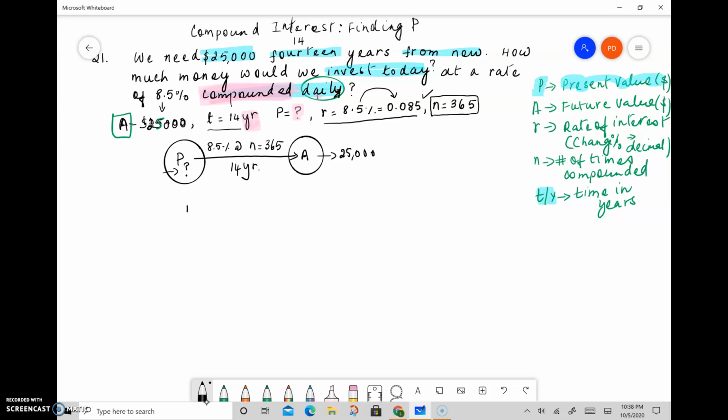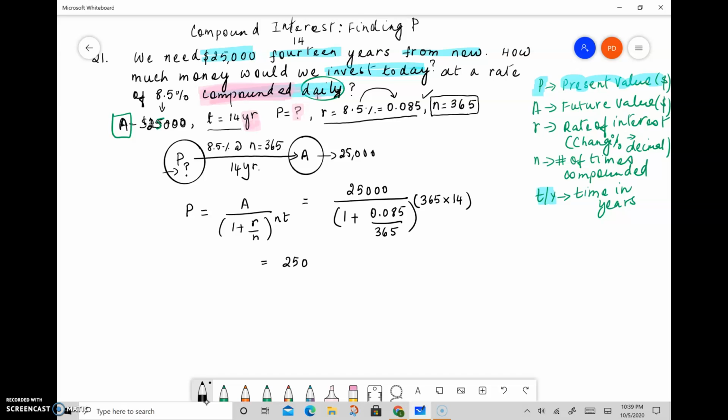Now in the handout, you'll notice that there's a formula: P equals A divided by 1 plus R over N, whole to the NT. Plug in all the numbers. $25,000 divided by, open parentheses, 1 plus the rate in decimal form, 0.085 over N, which is 365, close parentheses, whole to the N, which is 365, the number of times it's compounding, times T, which is 14 years.